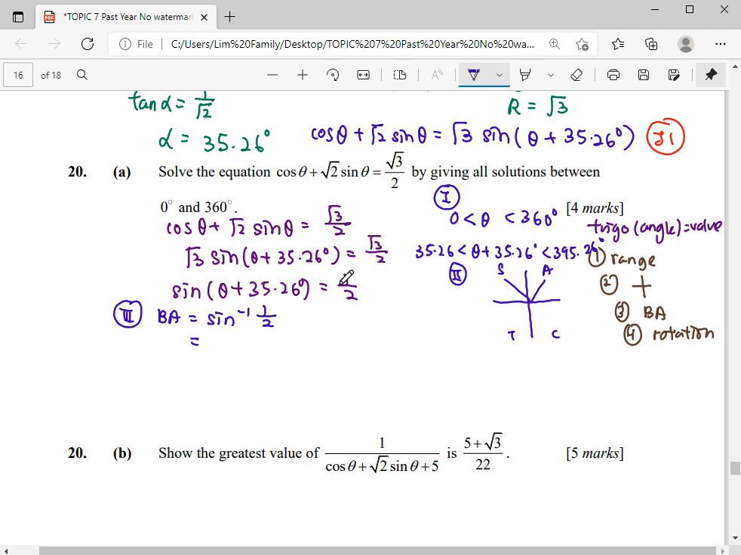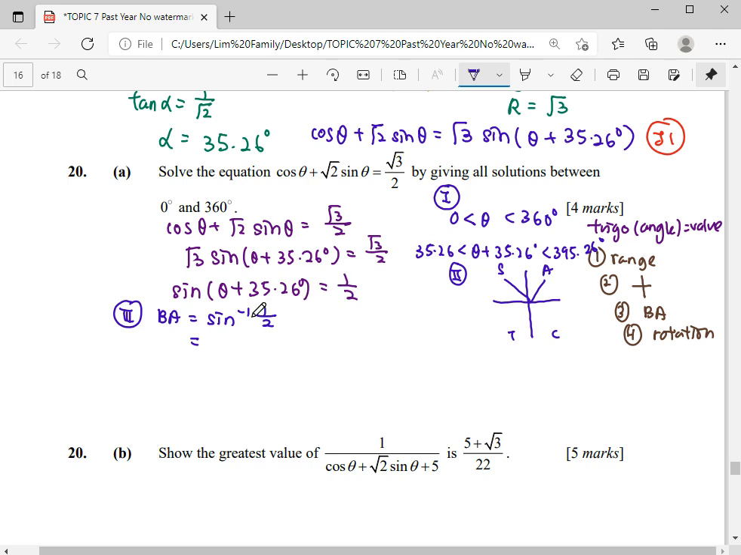The positive and negative value of the trigo angle value is for us to determine the quadrant in our step 2. So after the positive or negative value, we use it to know the quadrant. For the basic angle, we just need to shift the trigo to the value. Negative, we don't take. If this one is negative, we don't take the negative.